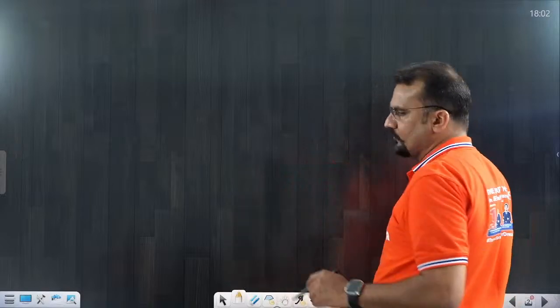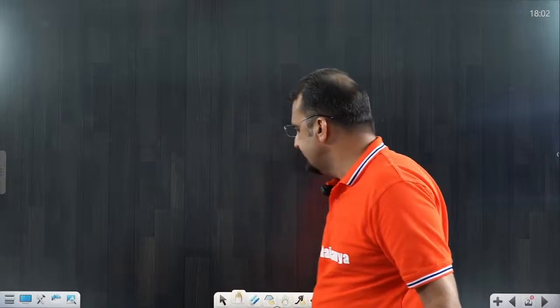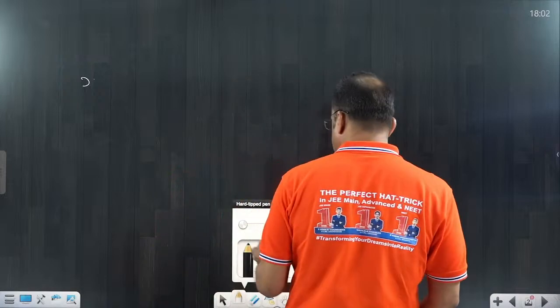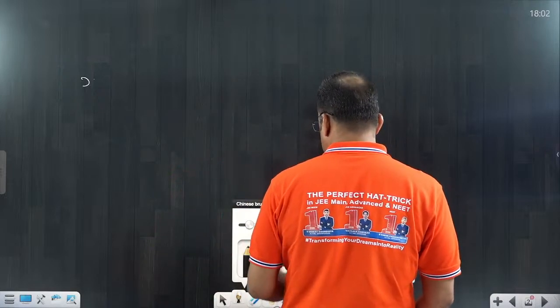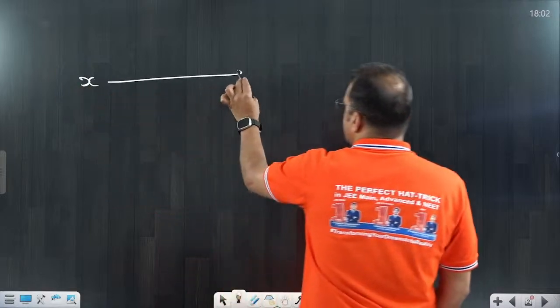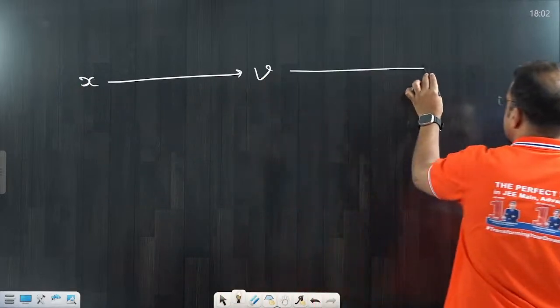Yesterday we discussed that we have two approaches to solve the questions. The first one is calculus, in the sense of differentiation and integration. You know that we have three elements especially: displacement, velocity and acceleration.